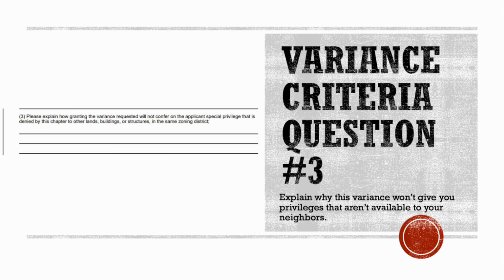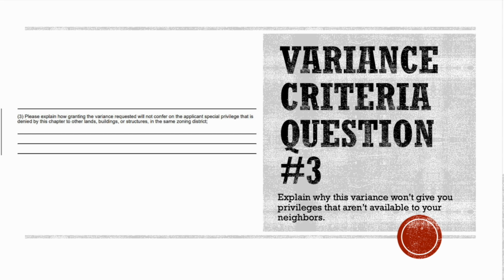The third criteria question is, please explain how granting the variance requested will not confer on the applicant special privilege that is denied by the chapter to other lands, buildings, or structures in the same zoning district. So you want to explain why this variance won't give you privileges that aren't available to your neighbors, for example.